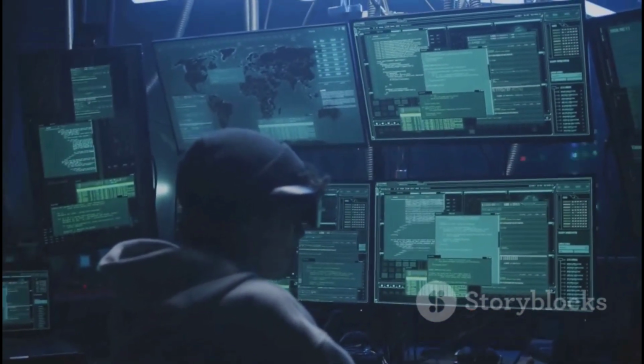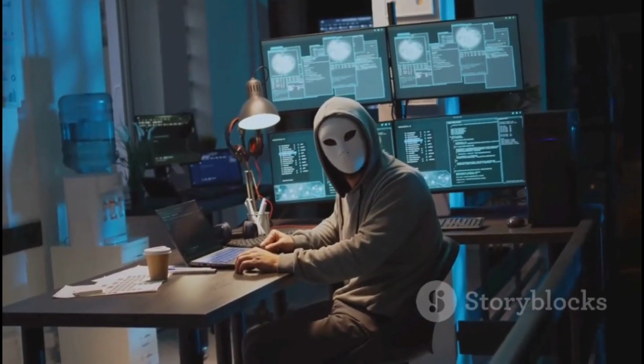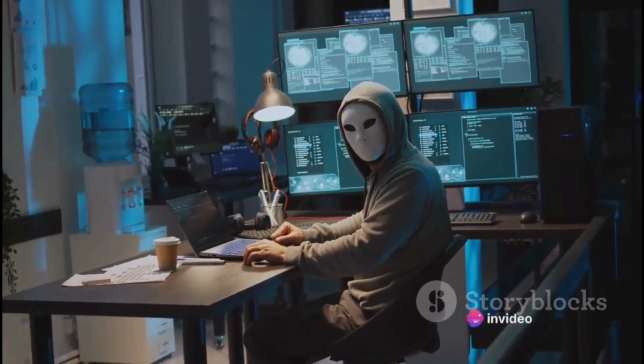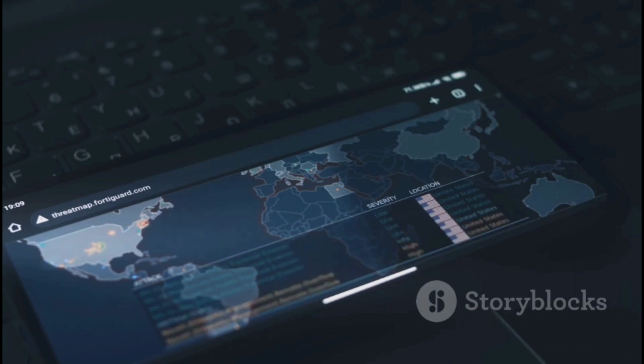This technique is often used by cybercriminals who aim to cause harm. They might be after your personal data, financial information, or simply want to disrupt services. It's a digital game of cat and mouse, where the attackers are always looking for the next loophole to exploit. But it's not all doom and gloom.